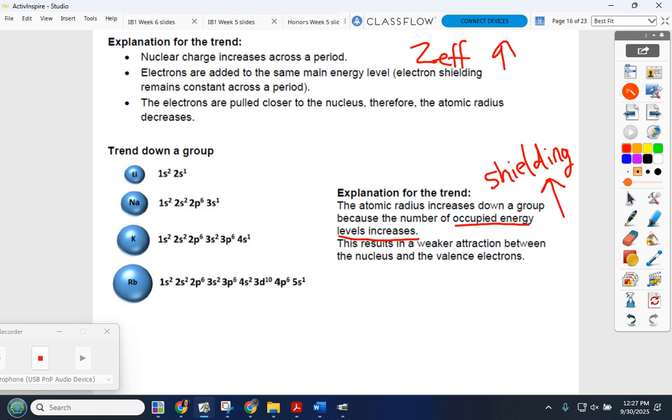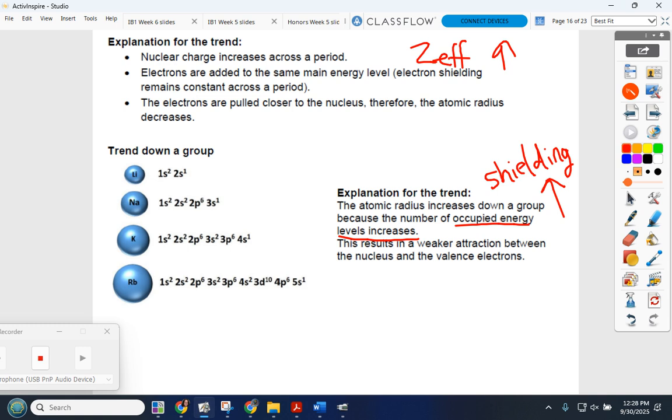And so the electrons, as we go across, those outer electrons are going to be pulled in closer because of that stronger force of attraction. As we go down a group, they're not going to be pulled quite as hard because they're further away. Also, they're further away because there's that repulsion between like charges.